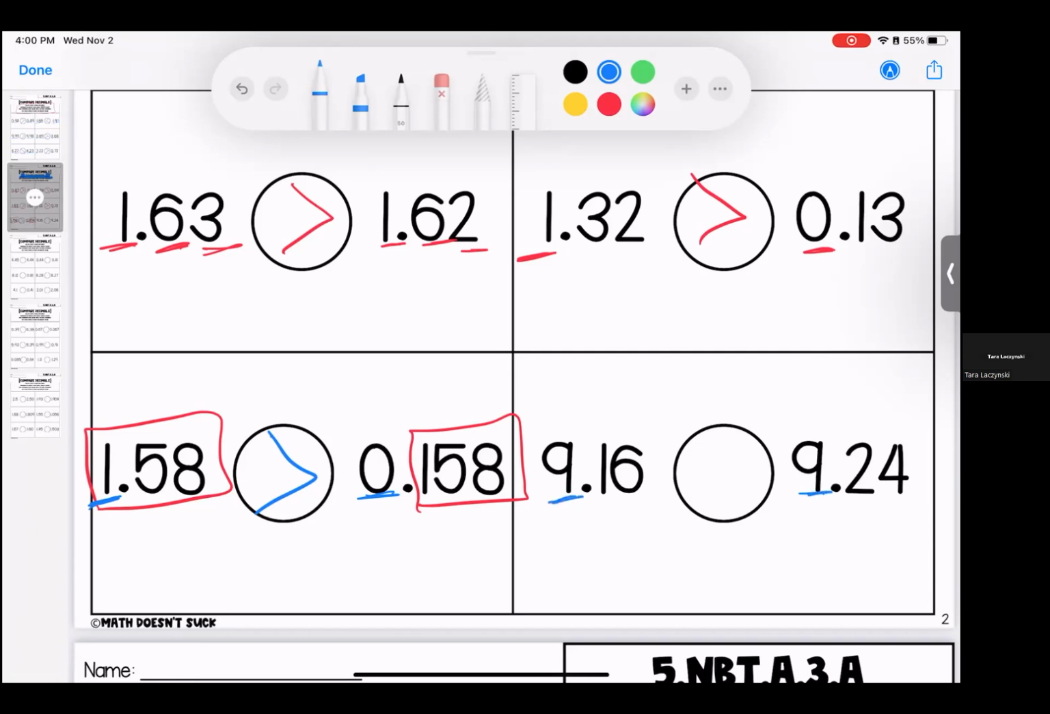Last one, 9 and 9, they're the same. 1 and 2, 2 is greater. So 9 and 24 hundredths is greater.